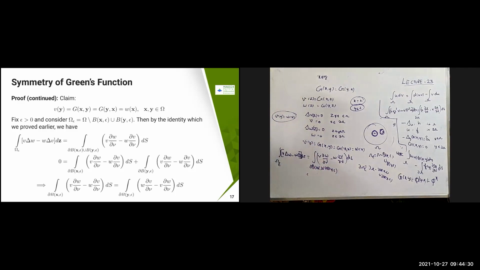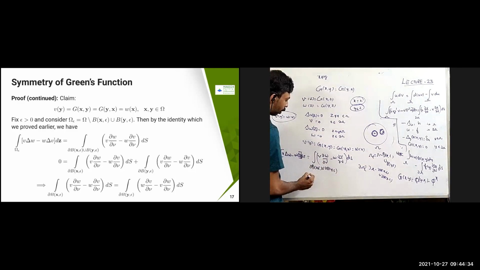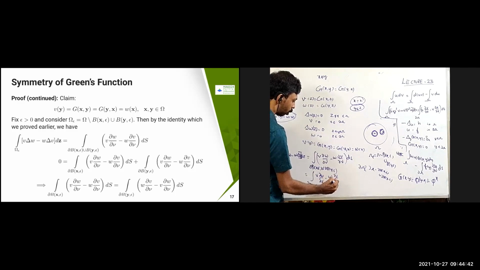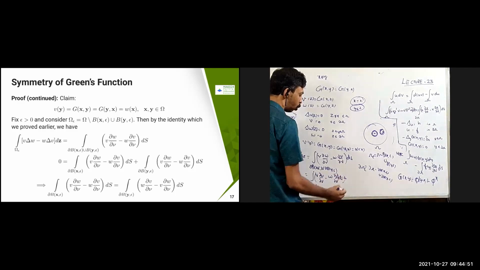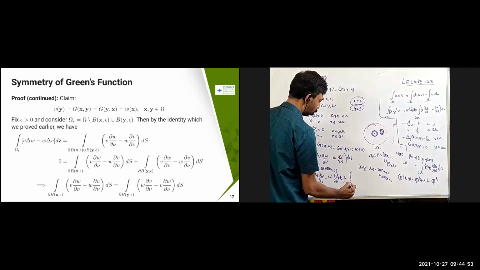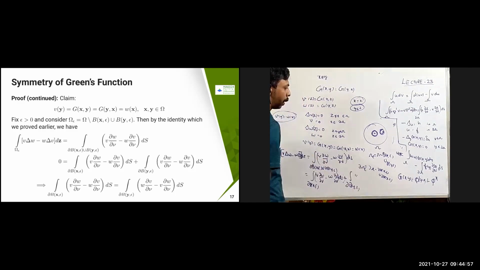So in analysis course you might already have studied that you can write this as two different terms. One is ∂B(x,ε) of V ∂W/∂ν minus W ∂V/∂ν dS, plus, because union is there, I can split it up into two terms, ∂B(y,ε), the same kind of thing, just repeated over there.